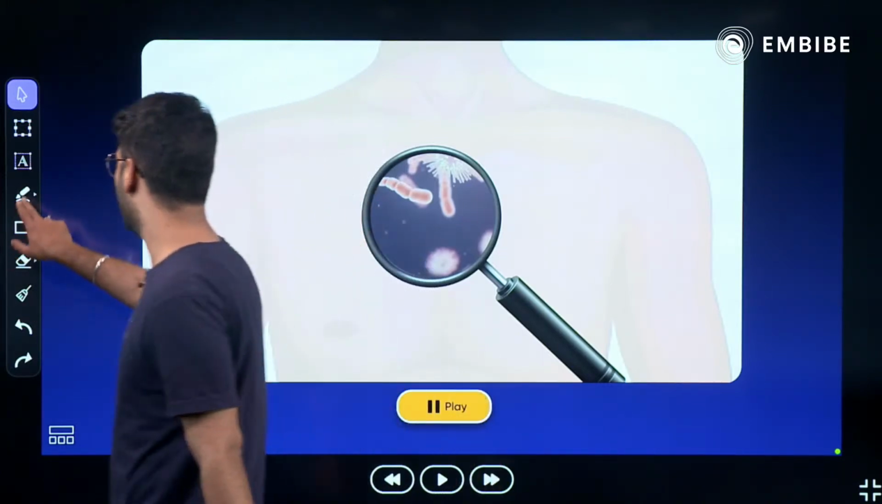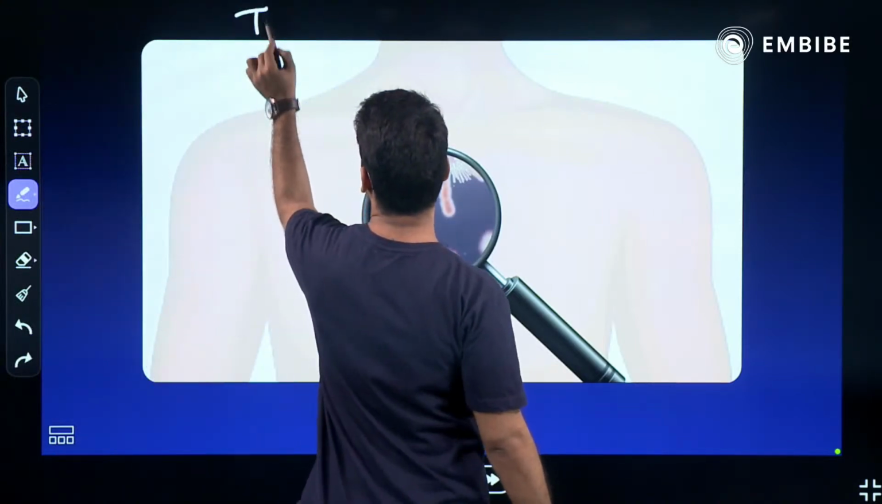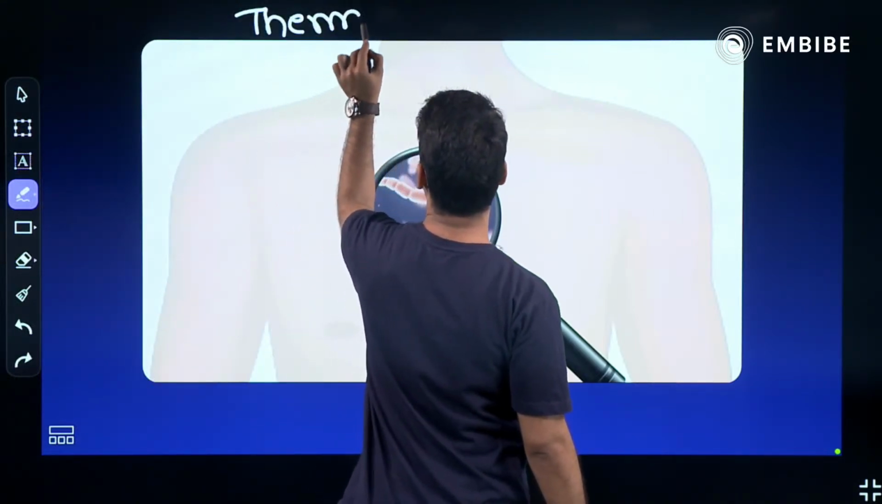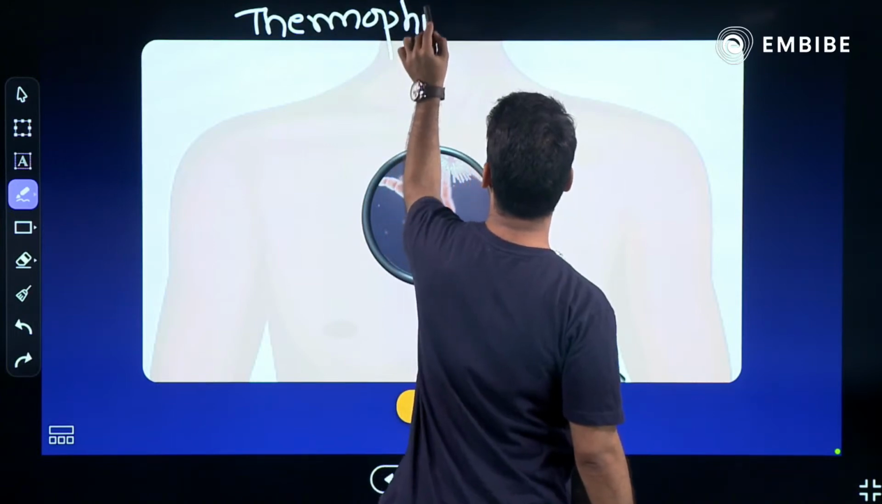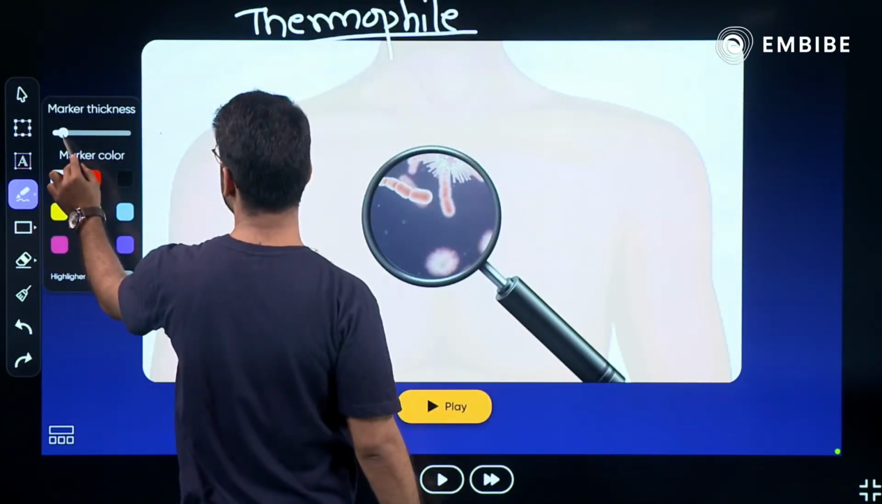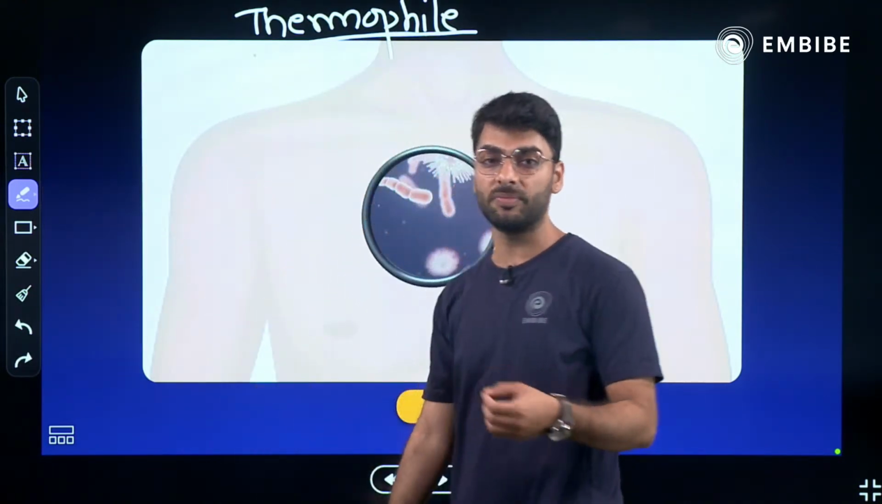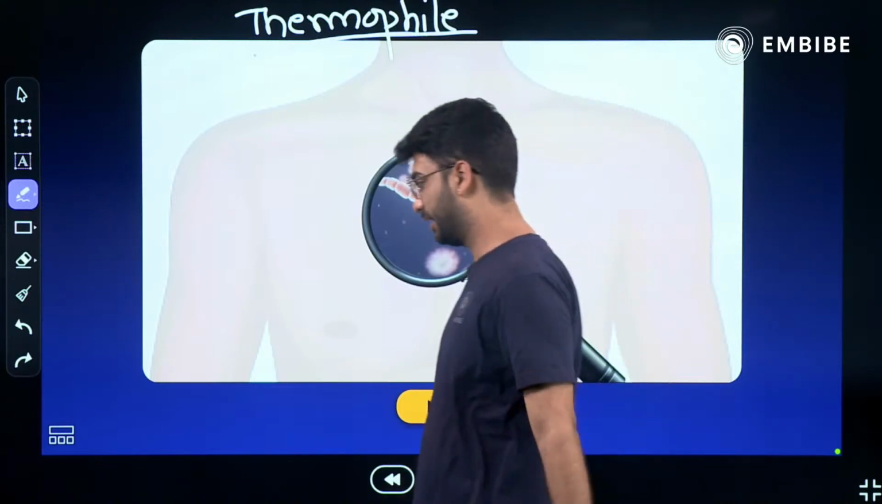What do you call them? You call them thermophiles. Okay, they are called thermophiles. So thermophiles are the microbes which are found in extreme conditions, especially the bacteria.